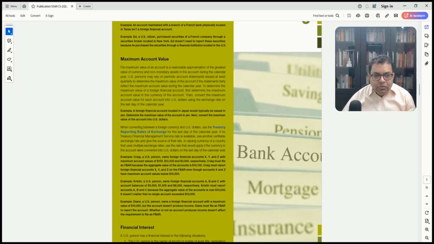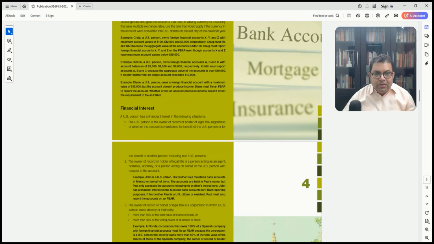To find out the exchange rate, there is a link that is given, Treasury Reporting Rates of Exchange. This link takes you to the United States Treasury website, where you can actually find out what was the rate available on December 31st, 2023, right? Some examples are also given, that individually the accounts may have balances less than 10,000, but at an aggregate level, at any time during the year, if it is more than 10,000, then you need to report.